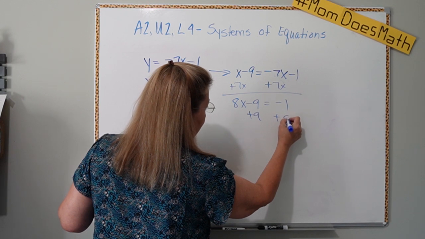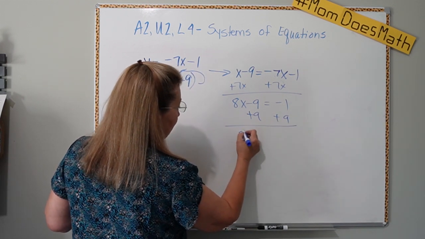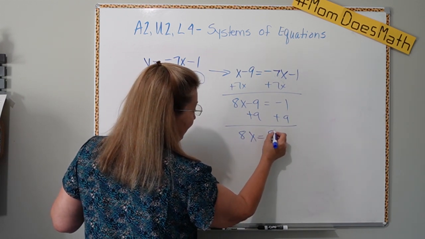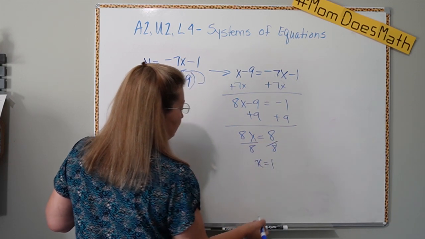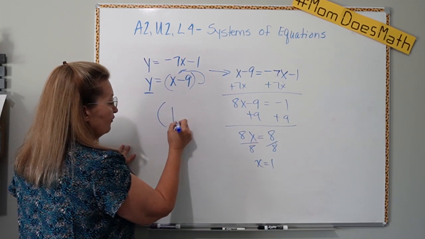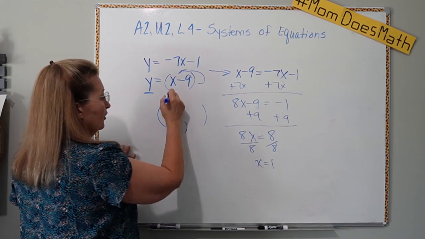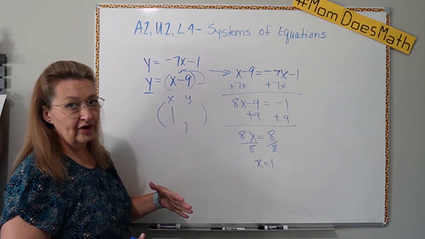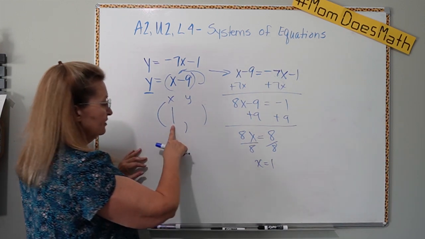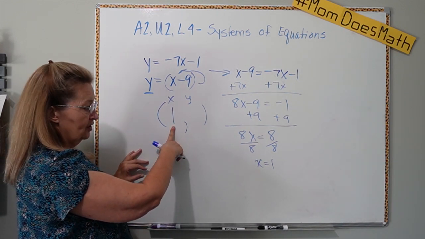Add 9 to each side. So now you have 8x is equal to 8. Divide by 8. x is equal to 1. Now that is the first number in your coordinate pair. Sometimes you find x first, sometimes you find y first. Now we found x, so that number goes in the x position.